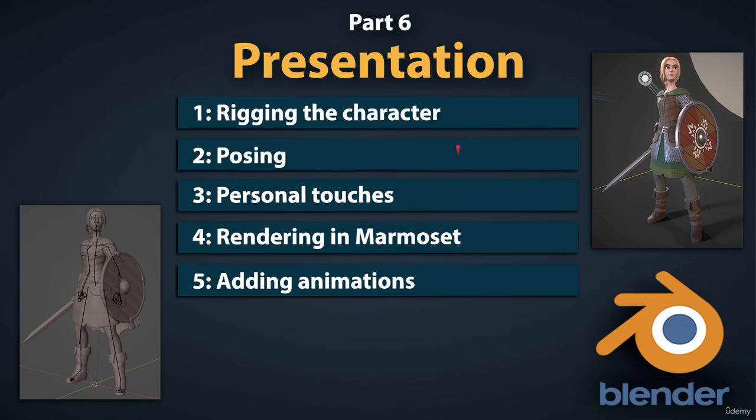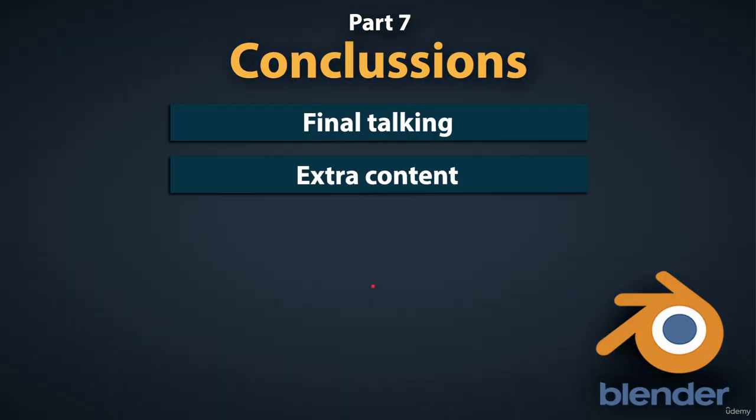And finally, we have the stage of the presentation of our character, where we are going to grab it and put a skeleton, helped by a semi-automatic program, which makes this process very, very easy, and then we're going to pose it and render him in Marmoset. As an extra, we are going to add some prefabricated animations to it, which has the same program with which we are going to make the bones.